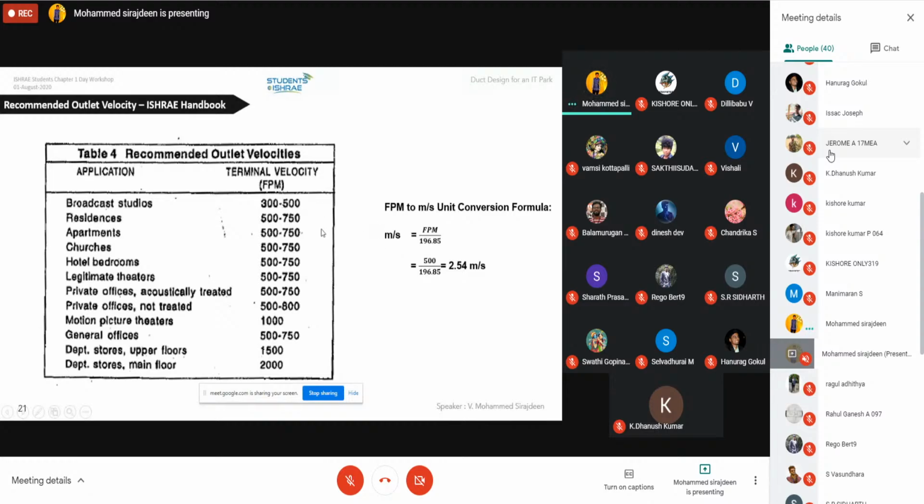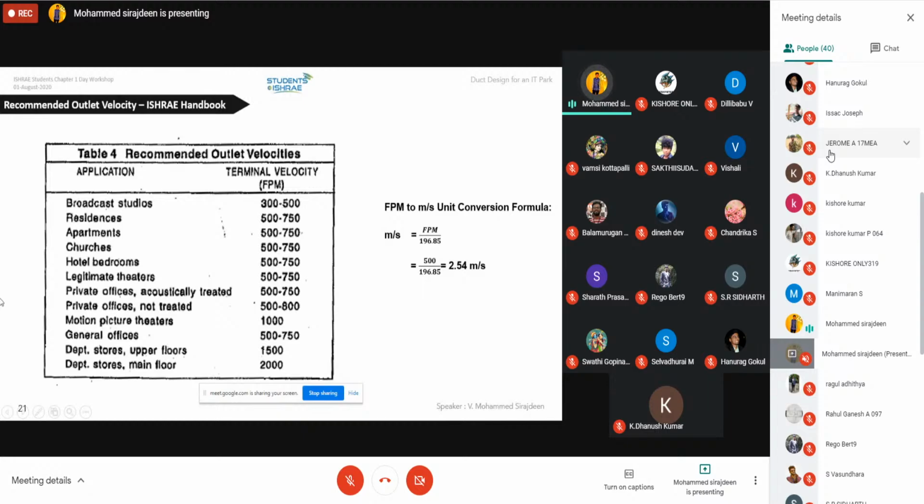We already saw that 1 meter per second is equal to 196.85 FPM, so 1 FPM is 1 divided by 196.85 meters per second. If it is 500 FPM, 500 divided by 196.85, we will get 2.54 meters per second. Generally, what is the outlet velocity? It is nothing but the air terminal velocity. If you are selecting a grill or a diffuser or jet nozzle, anything, it can be designed based on this criteria. This slide will also be useful for you when you are designing.